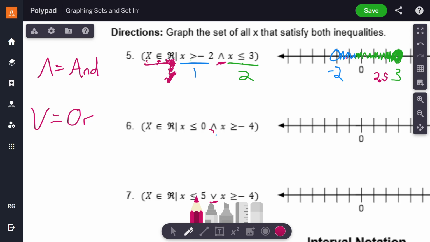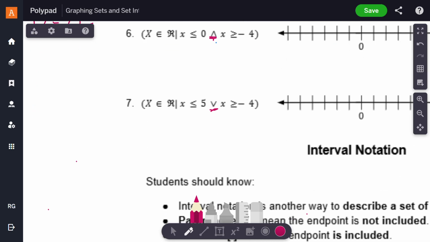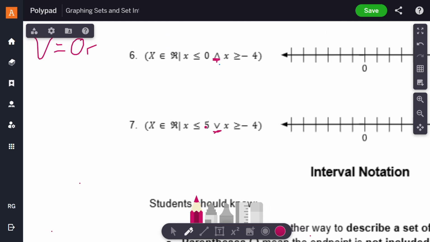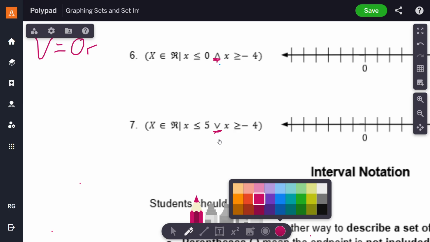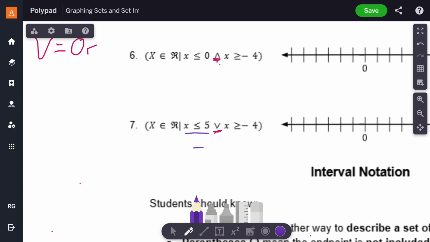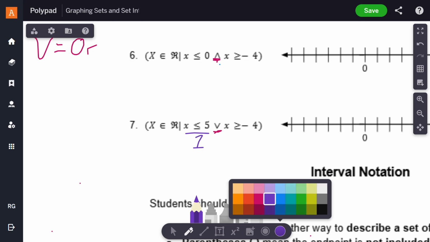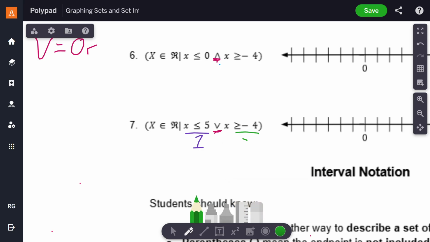Again, it's with the and symbol. For question number 7, the difference here is you have the or symbol, so it could be either or for these inequalities. So all the possible numbers or values of x that are less than or equal to 5, or it could be all of the numbers for x that are greater than or equal to -4. So let me color code these. I'll use purple for the first inequality. I'll use green for the second.